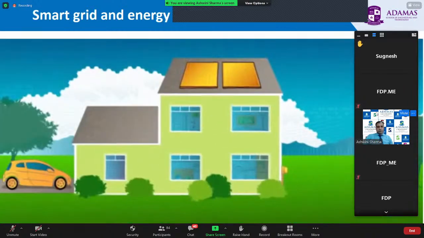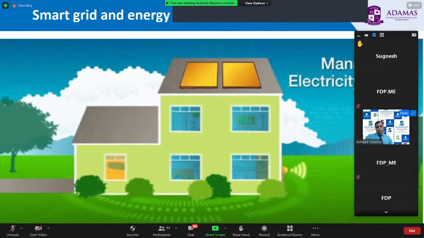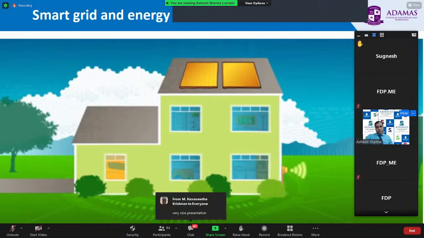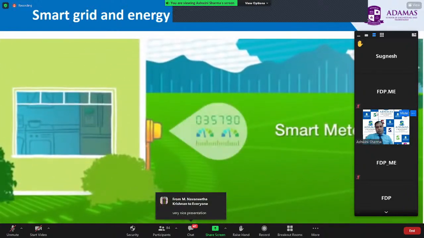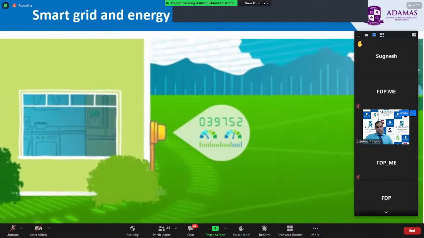The smart home communicates with the grid and enables consumers to manage their electricity usage. By measuring a home's electricity consumption more frequently through a smart meter, utilities can provide their customers with much better information to manage their electricity bills.